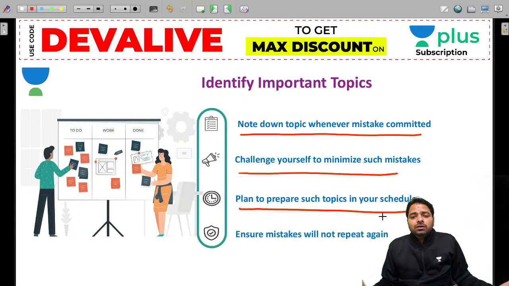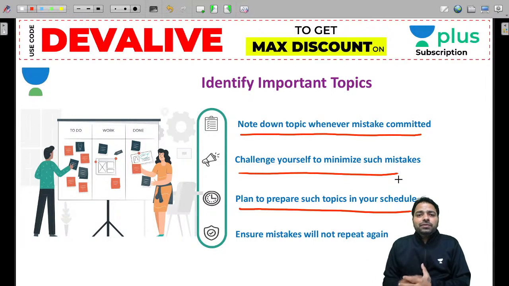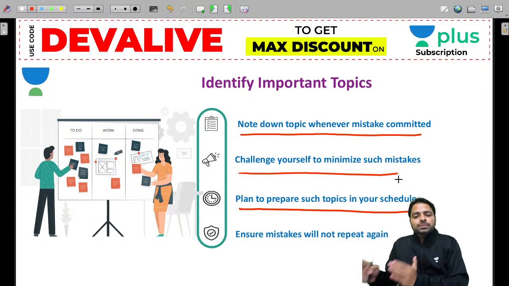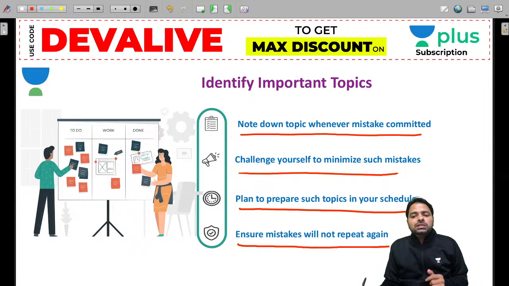That's a very bad idea. So whenever you know that a mistake is happening, plan to prepare for avoiding such mistakes, have a good grip on the concept, and practice more questions on that concept so you can avoid such mistakes and ensure that they will not repeat again. It's a very, very important topic: you must note down the mistakes that you are committing.